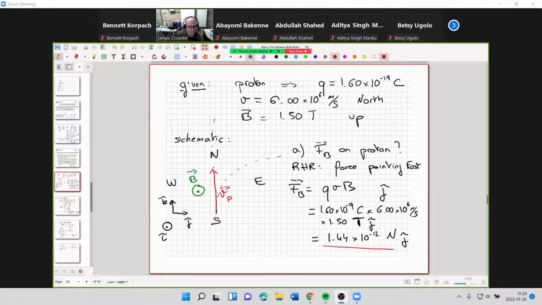Any other question? Yeah, sorry. Going back to this question that was just asked, they said the velocity was pointing north and then the magnetic field was pointing up. Is there a situation where the magnetic field and the velocity both point up, because up is kind of north, or do we just have to intuitively know that up is outward of the page?